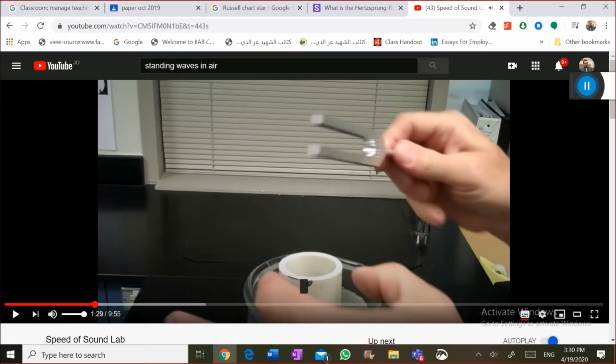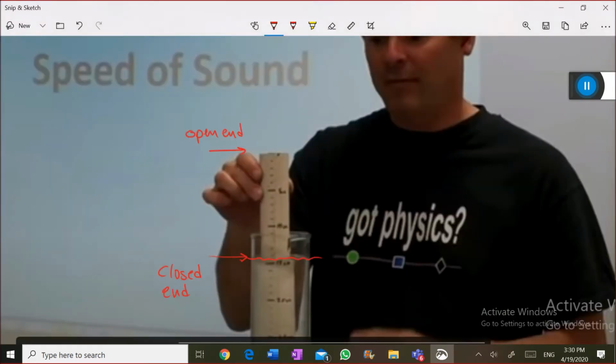What he will do now, if you see here, is use a tuning fork. A tuning fork, guys, when you hit it, will produce a sound wave with a specific frequency, which for this tuning fork is 1000 hertz. Now he will place this tuning fork above the tube, like what we saw here.